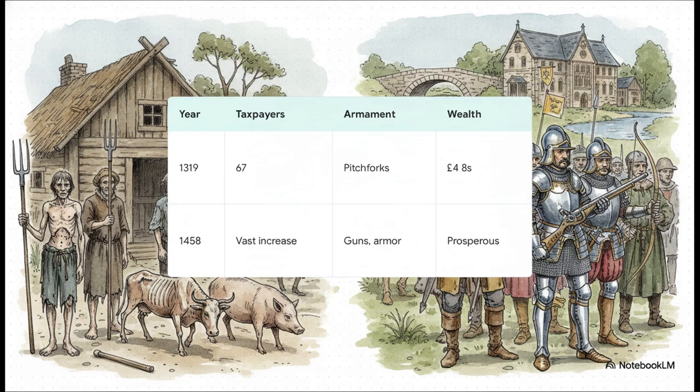And you can see the sheer scale of this transformation perfectly when you look at the town of Bridport. In 1319, this place was dealing with extreme poverty. There were only 67 taxpayers. Their entire military armament: pitchforks, staves, and some knives. The richest guy in town was worth just £4 and 8 shillings. To put that into perspective, his entire wealth was basically 1 cow and 2 hogs.